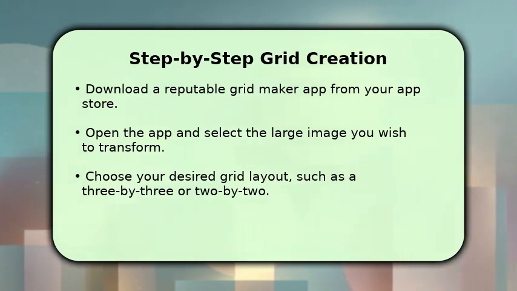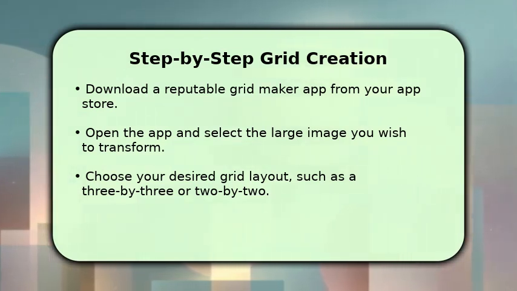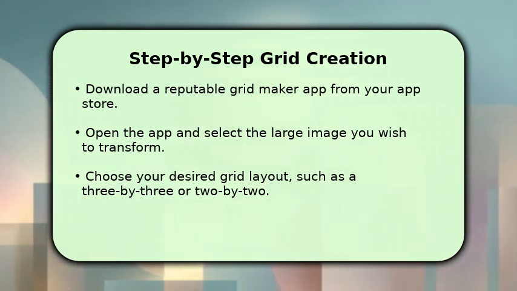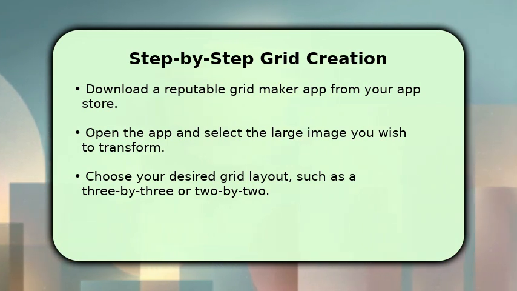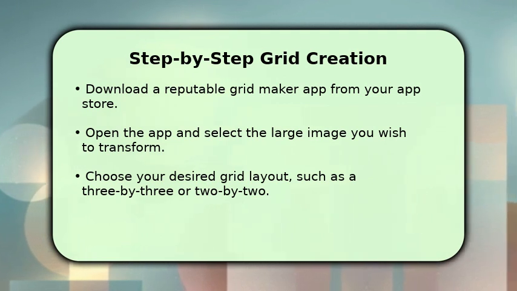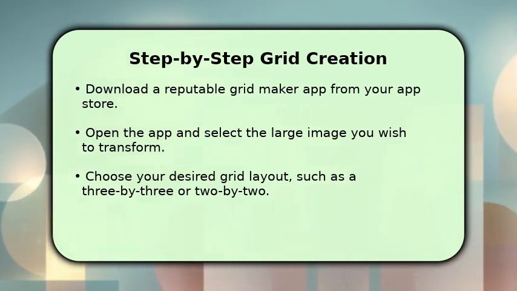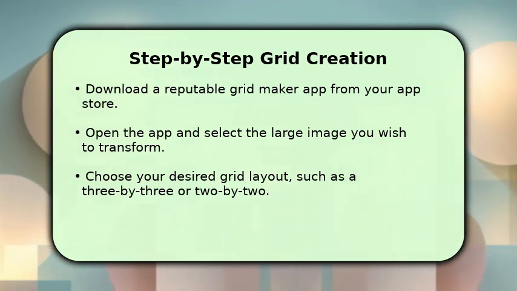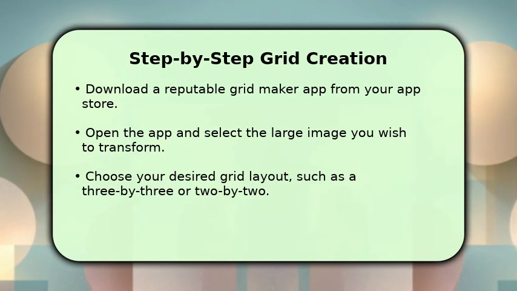First, download a reliable Grid Maker app from your device's app store. Once installed, open it and upload the large image you've chosen. Next, select your preferred grid layout. A 3x3 grid is a popular choice, creating 9 distinct squares. The app will then automatically slice your image into these individual numbered pieces, ready for saving.